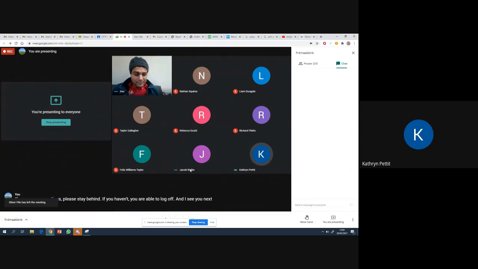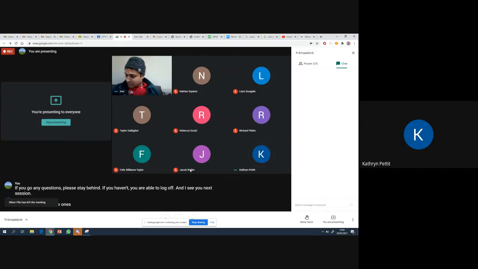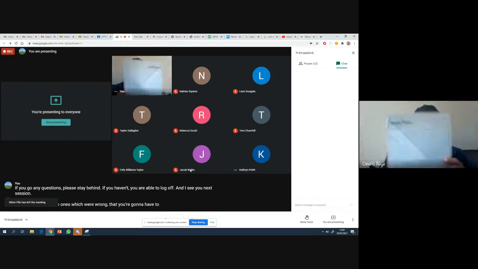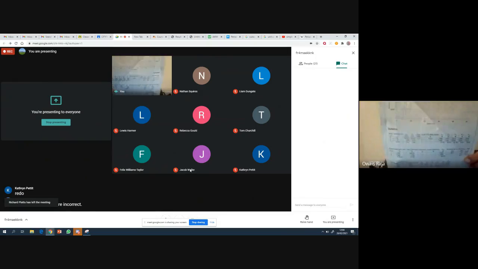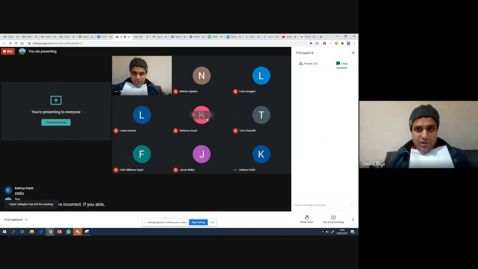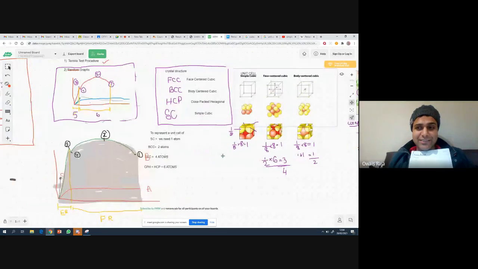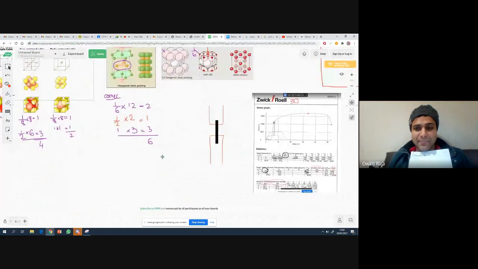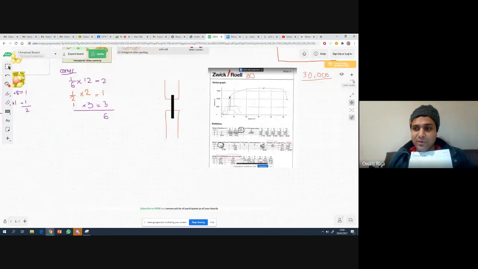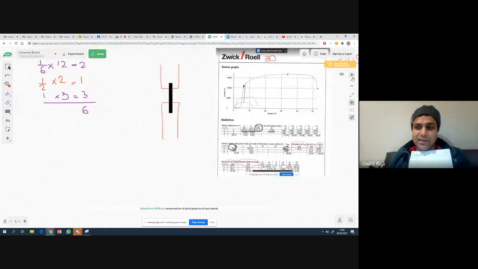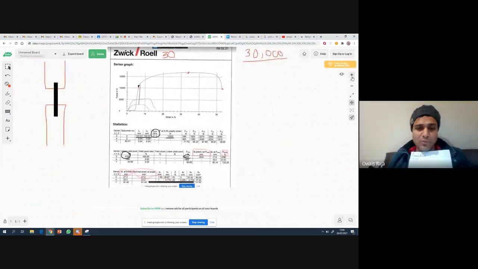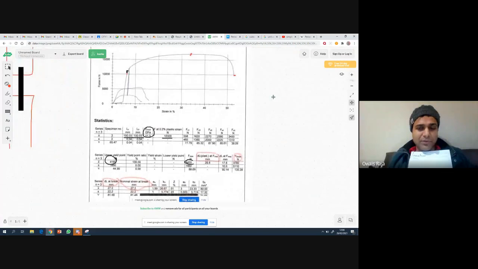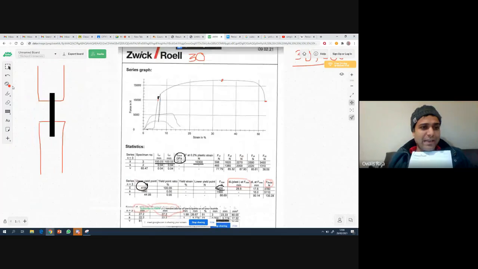Which results were the ones that were wrong that you're going to have to redo? These results are incorrect. Let me show you how I figured out which ones are incorrect. I'm going to do this test again and print them off again. I tested 3 specimens. 2 are composite, 1 was metal. All the specimens have the same length.